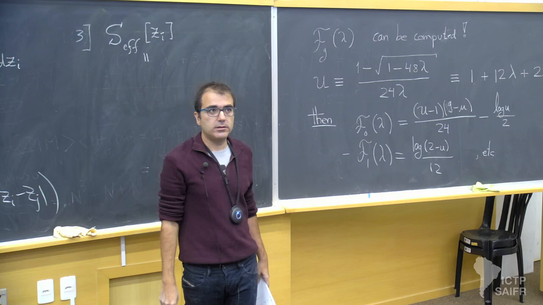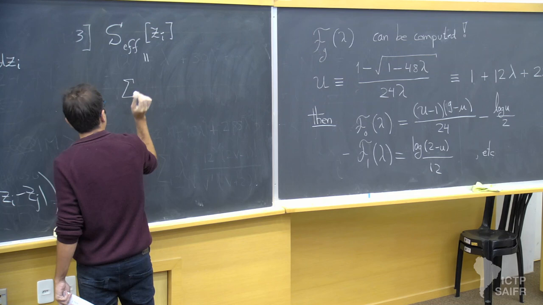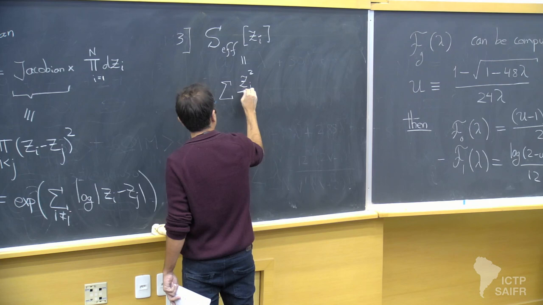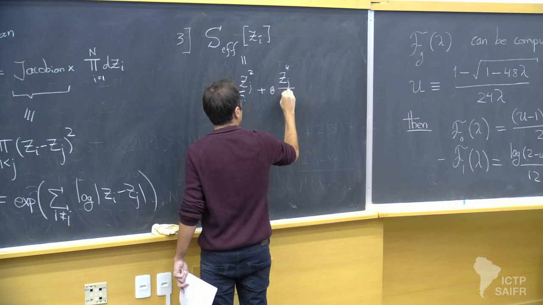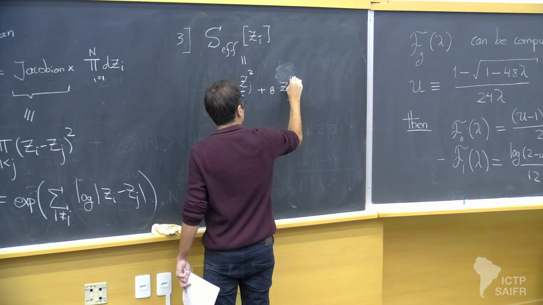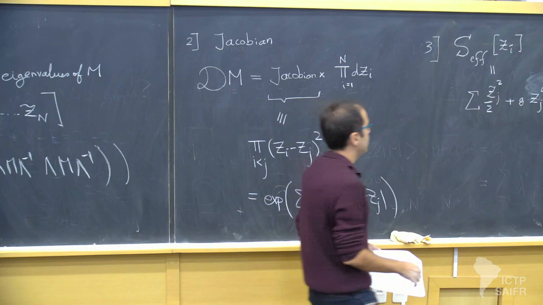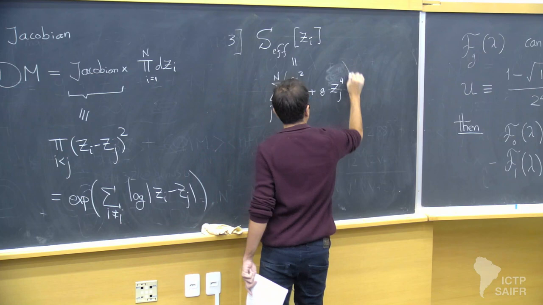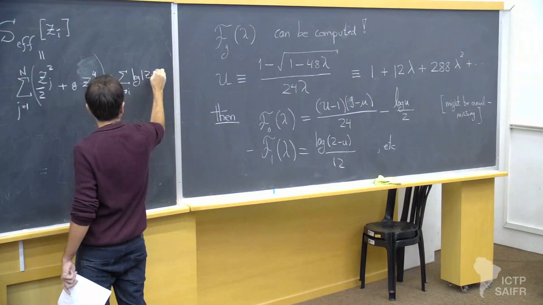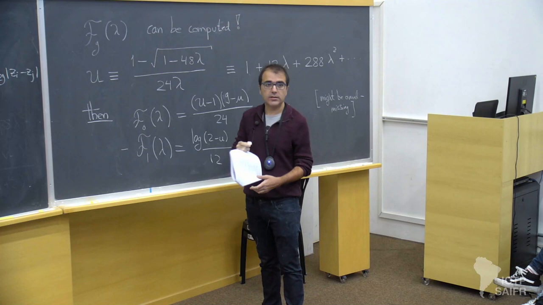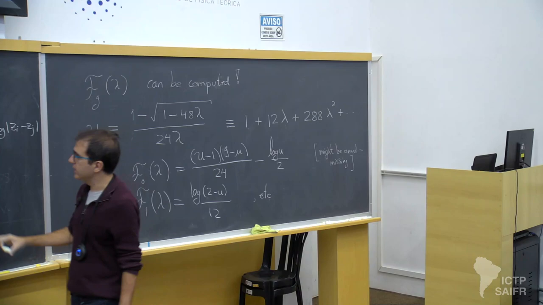It just becomes, from the trace part, from the naive part, the sum of eigenvalues zj squared over 2, and trace of M to the 4, same thing, right? Plus g zj to the power 4. So that's the naive part, just the sum over j from 1 up to n of this. Plus this term: plus sum over j not equal to i of logarithm of zi minus zj. Okay, so now I have this action, and I have to integrate over positions zj with this action here.